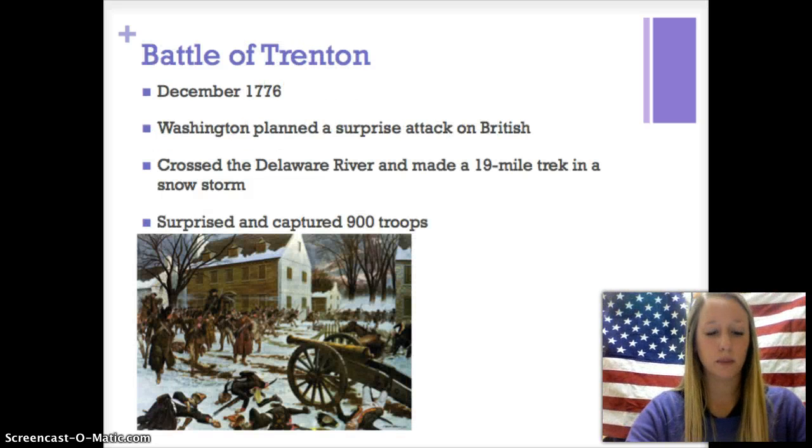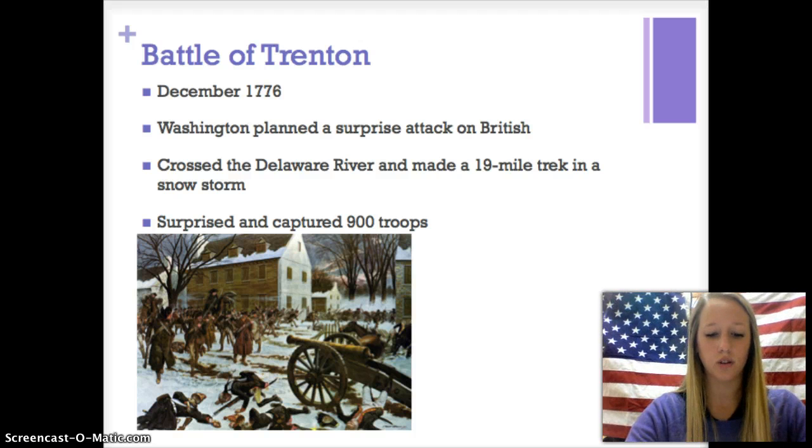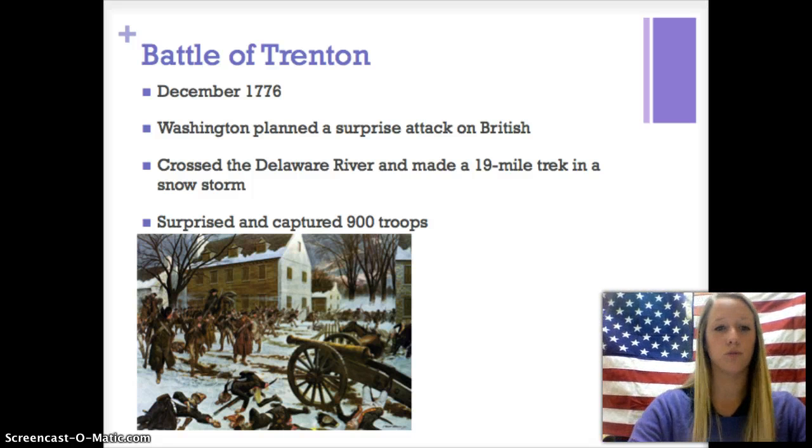The next battle is the Battle of Trenton in December of 1776. Washington realized that without a decisive action, his army would most likely be doomed, so he planned a surprise attack at Trenton. Washington's men and cannons crossed the Delaware River in boats and then began a 19-mile trek to Trenton in a freezing storm. The Continental Army surprised and captured 900 troops in Trenton.